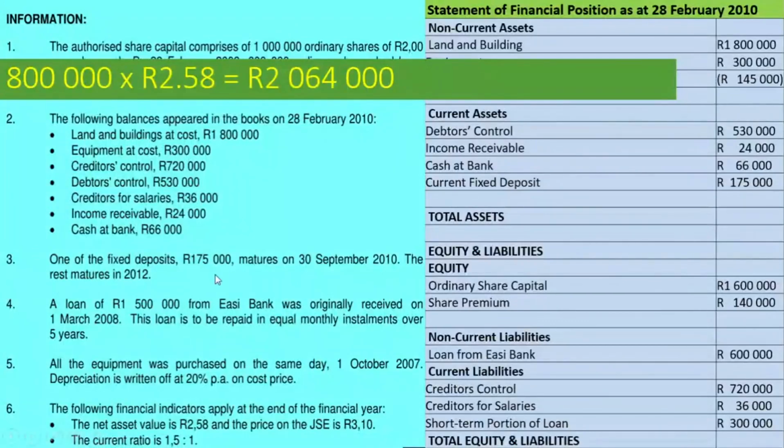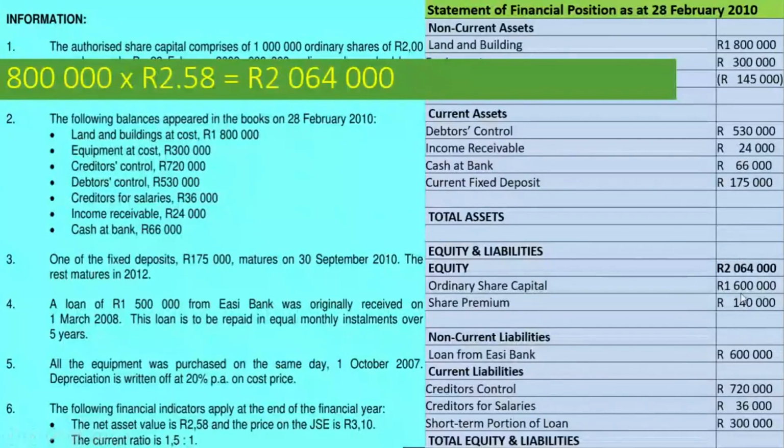So we can take this 2,064,000 rand and put it here as the total equity, because that is the value of the equity. So we have that amount there. Also bear in mind that if you take total assets minus total liabilities, it should give us equity, this amount here.